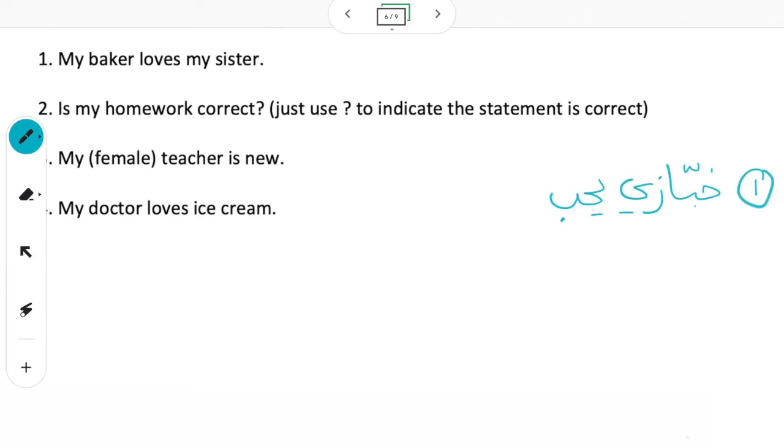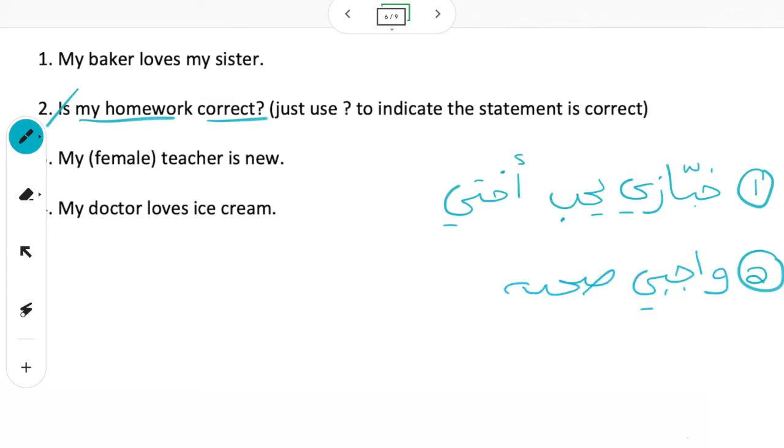Khabbazi, because he's masculine, we're going to use the word yuhib with a ya, my sister, ukhti. Number 2, is my homework correct? So we don't use is, so we're just going to say my homework and correct. Wajibi, sahih.